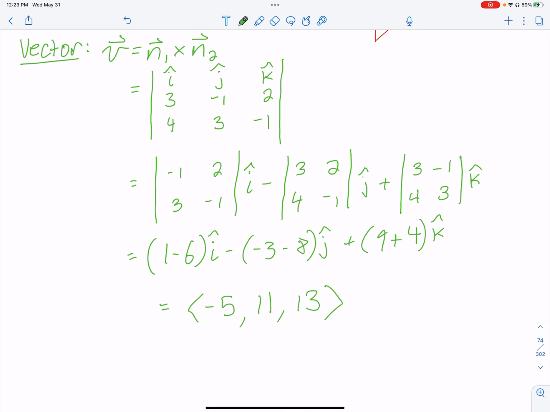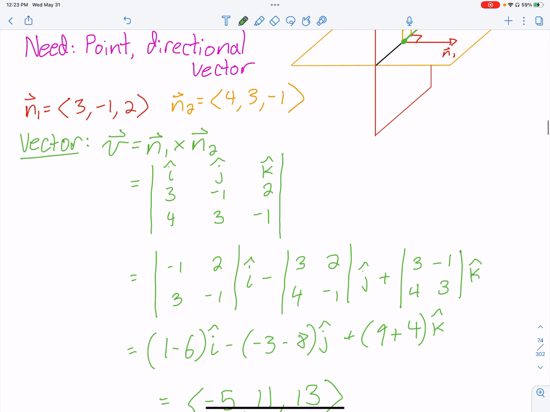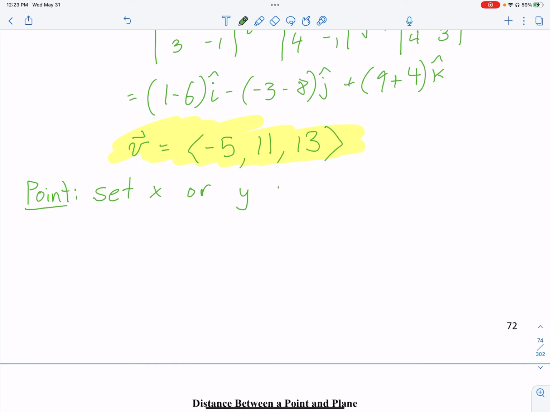Now, we just need a point that ends up being on the line. So we need to find a point and come up with a system of equations. So how we're going to do that: there's my directional vector. We have that. I'm going to go ahead and highlight that, so you know to use it. All right, and then let's do our point. To do a point, we're going to set x or y or z equal to 0 in the system of planes.